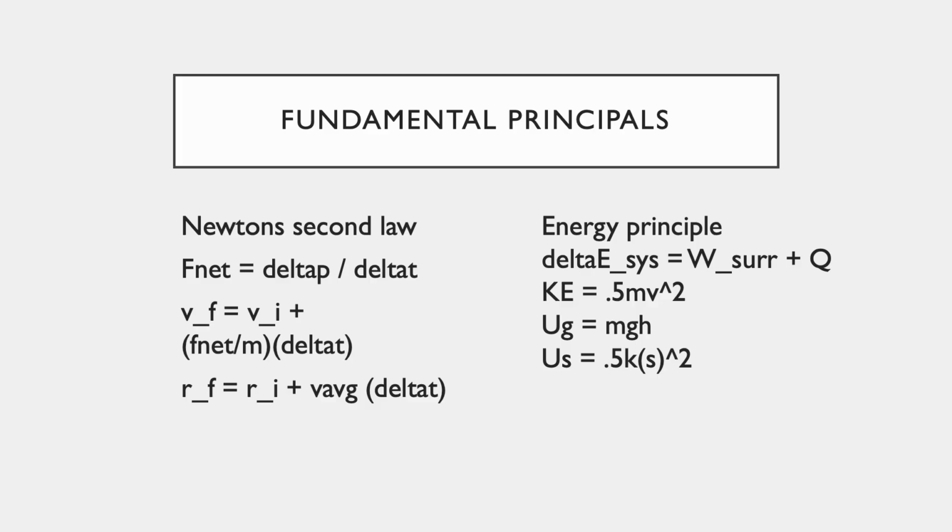And then we have our equations for energies, where kinetic energy is equal to 1/2 mv squared, potential gravitational energy is equal to mgh, and potential spring energy is equal to 1/2 ks squared.